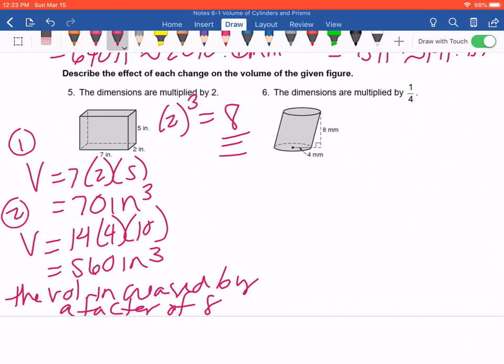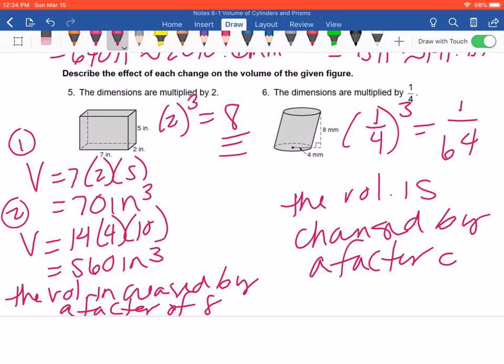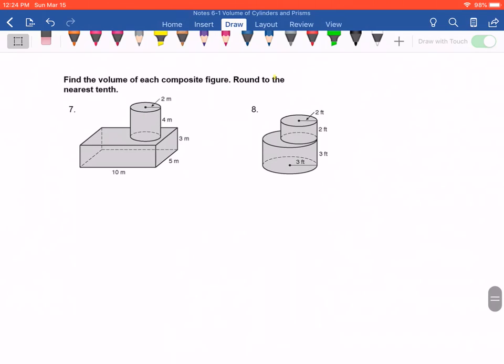So looking at number 6, if I want to describe the effect of the change on the volume of the given figure, what I can see is that if I multiply each side by 1/4, I can take 1/4 cubed, and that gives me 1/64. Therefore, the volume of this figure, when my dimensions are multiplied by 1/4, is changed by a factor of 1/64. All right, going on to our last 2 questions here.